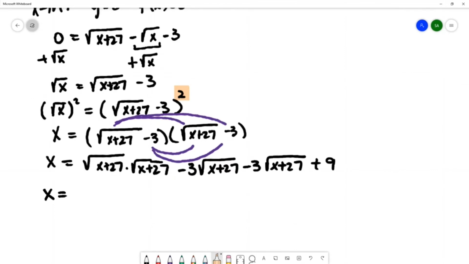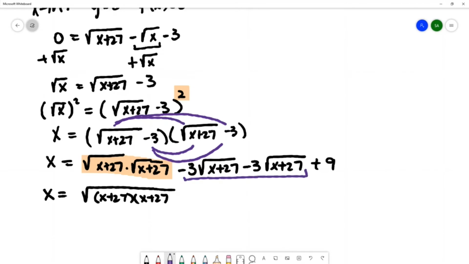Now let's simplify. When we multiply these two together, they both have radicals, and the rule that we follow is that we multiply what's underneath them. So we can write this as square root of x plus 27 times x plus 27. When you're multiplying the same square roots, you can multiply what's underneath them. Then these two terms are considered like radicals. The radical part is the same, so you can treat them like terms by adding their coefficients together. These coefficients are -3 and -3. We add those together to get -6, and since they had the same radical, we keep it. And then I'll just carry down that plus 9.